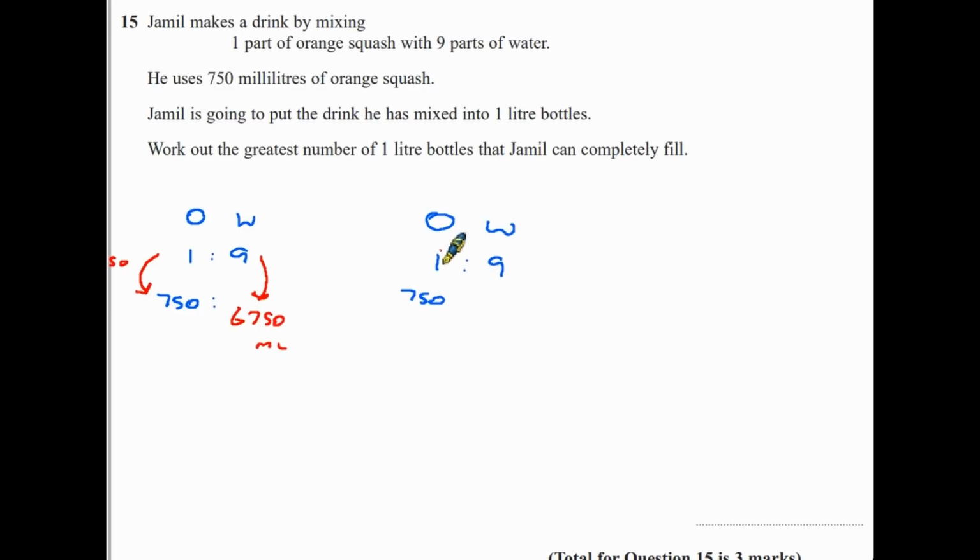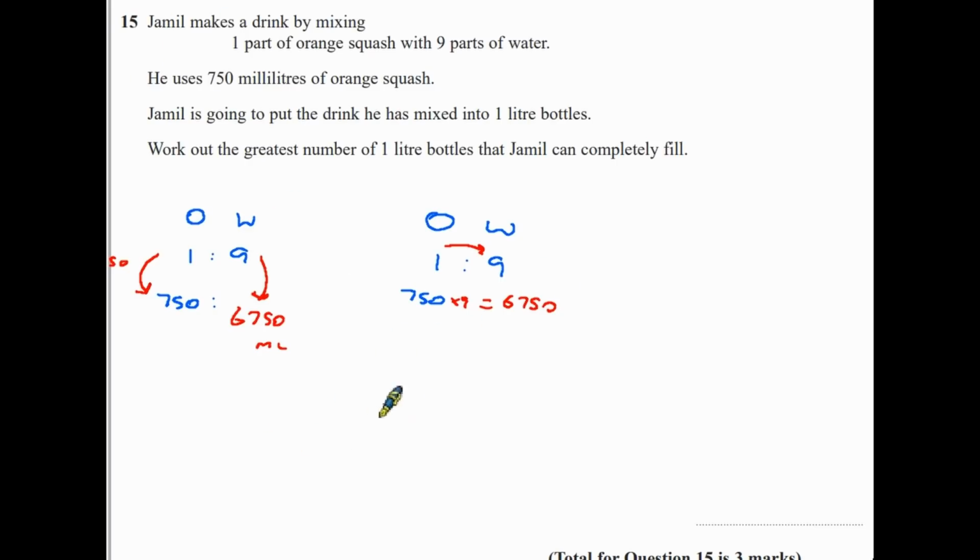On this side, however, you can look at it a different way. If we look at it across horizontally, we're saying that water is 9 times the orange squash. So actually, we can do 750 times 9, and we get the same answer, 6750.